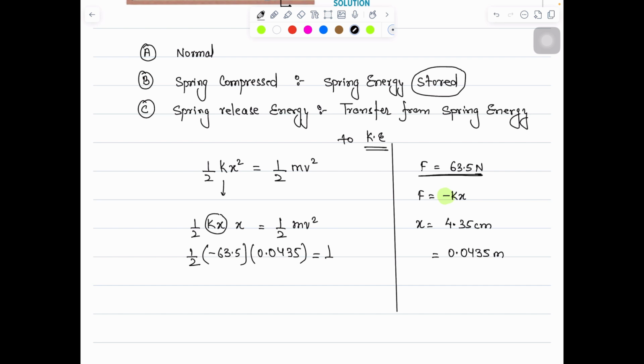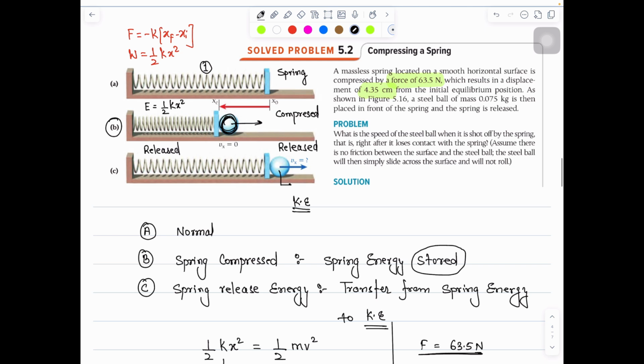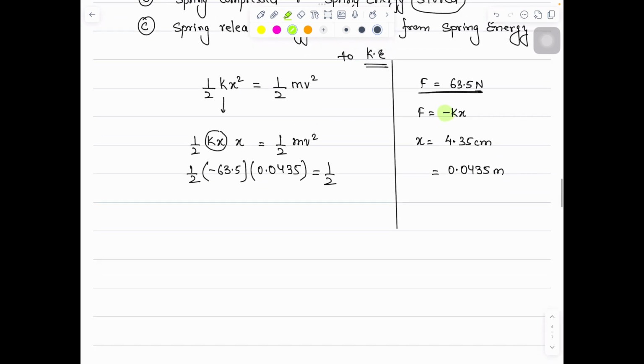So you can place it, 0.0435 equals half m. Let's find the mass also. The mass is given here, yes, the mass is 0.075 kg. And what we are looking for, we need to find the velocity. So put the value of mass, 0.075 v square. Put all the values in your calculator and you will get v is equal to 6.06 meter per second. Clear?